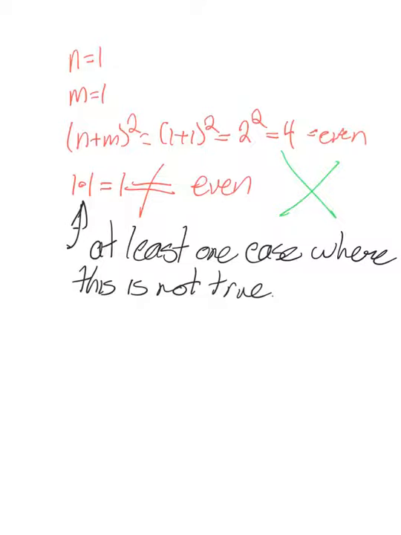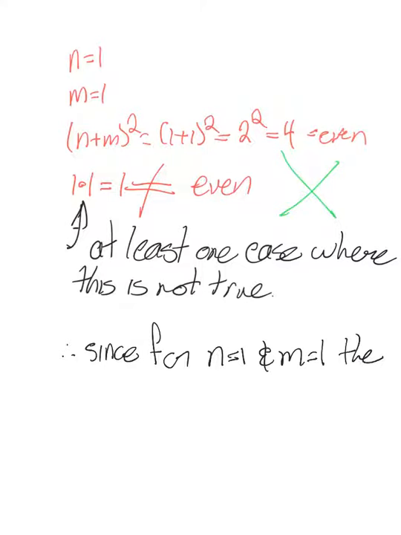So then to finish off this proof, in quotations, you will say that therefore, since for n equals 1 and m equals 1, the statement is not true. Done.